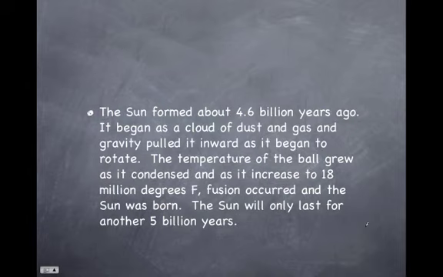Now, the formation of the sun happened about 4.6 billion years ago. It began as a cloud of dust and gas, and gravity pulled it inwards and it began to rotate. The temperature of the ball grew as it condensed, and as it increased to 18 million degrees Fahrenheit, which is a very necessary temperature here, fusion occurred and the sun was born.